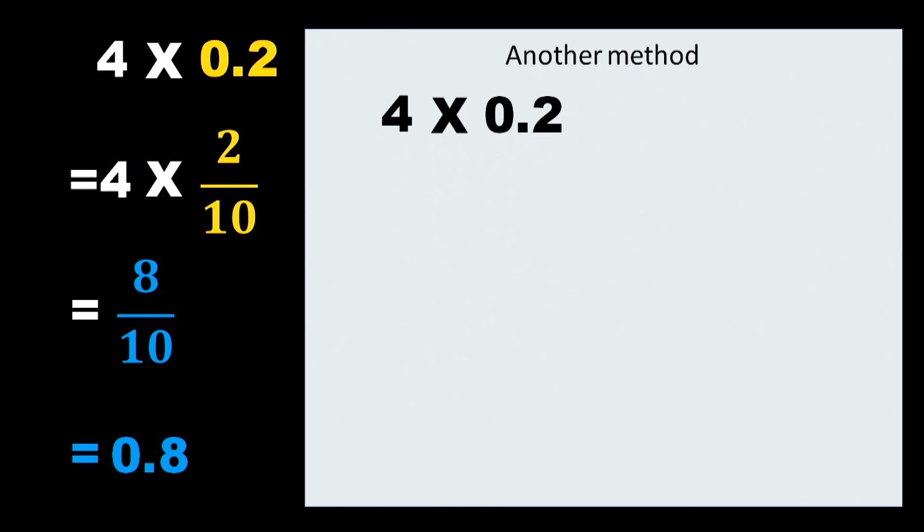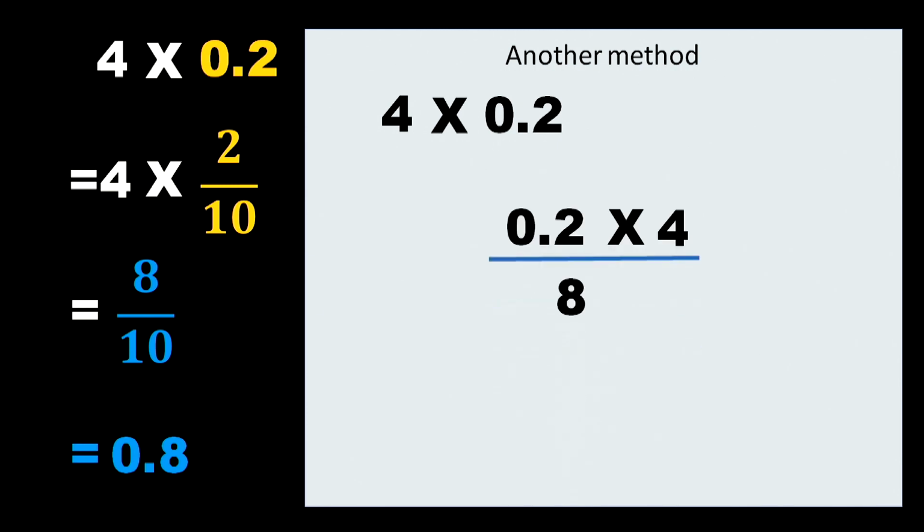There is one more interesting method. In this method, we will ignore the decimal point and multiply them the same way we multiply the whole numbers. After finding the answer, we will count the number of digits after the decimal point in the given numbers to be multiplied. Since 4 is a whole number, there will be no digit after the decimal point. In point 2, there is one digit after the decimal point. That means there is only one digit after the decimal point in both the numbers.